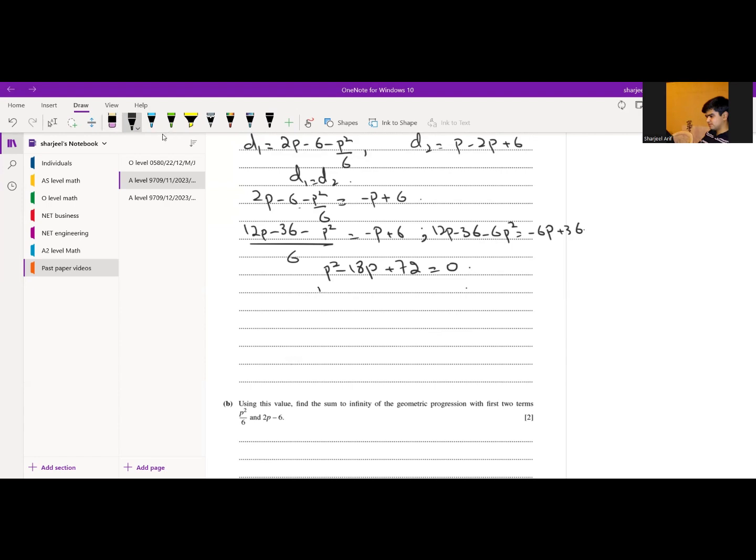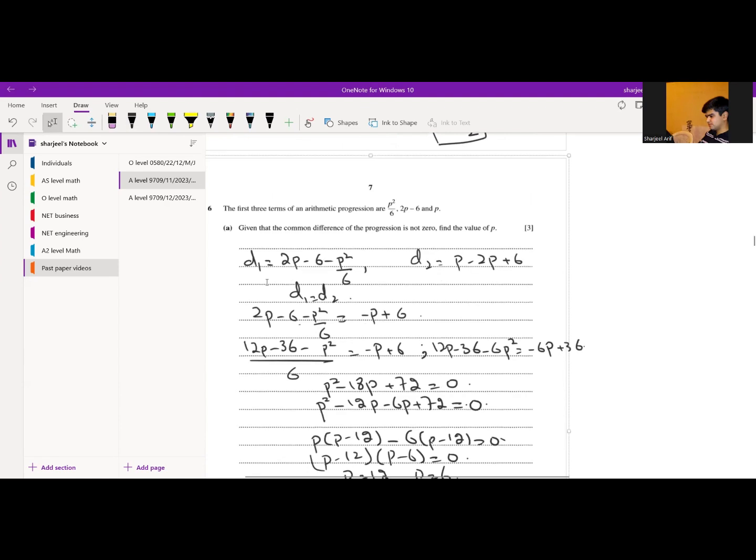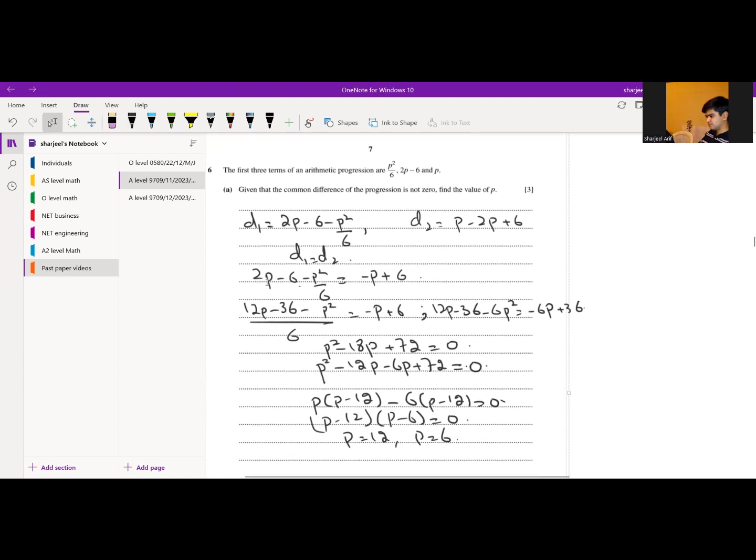We can make the factors now. That becomes 12p and 6p. So p into (p minus 12) minus 6 into (p minus 12). So (p minus 12) into (p minus 6) equals 0. So the two values will be p equals 6 or p equals 12. Now we have to find the value of d.